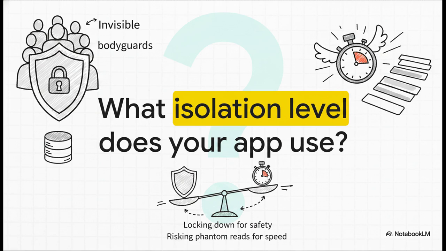But before we wrap up, I've got a challenge for you. Knowing everything we just discussed about trade-offs, do you actually know what isolation level your current application is running on? Are you risking phantom reads for a bit of speed, or are you locking down your rows for absolute safety? Go check your codebase today. I promise you, the answer might actually surprise you.